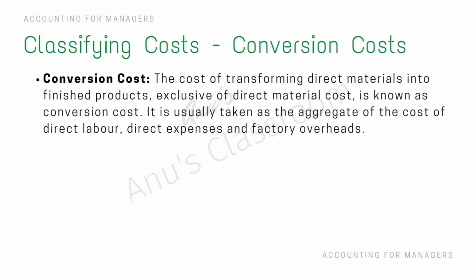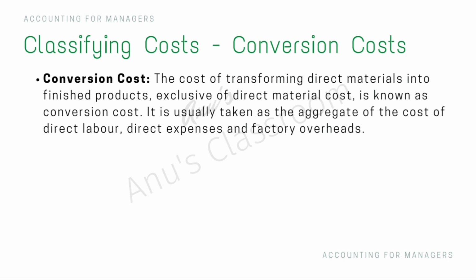Then we have conversion cost, which is the cost of transforming the direct materials into finished products. These are exclusive of the direct material cost, and it is known as conversion cost. It is usually taken as the aggregate of the cost of direct labor, direct expenses, and factory overheads. So the factory cost minus the direct material cost is the conversion cost. It is the cost we had to incur for converting our raw material into the finished goods. So we are not including the cost of raw material there, that we already have.